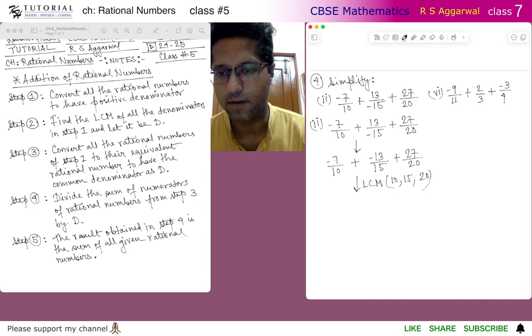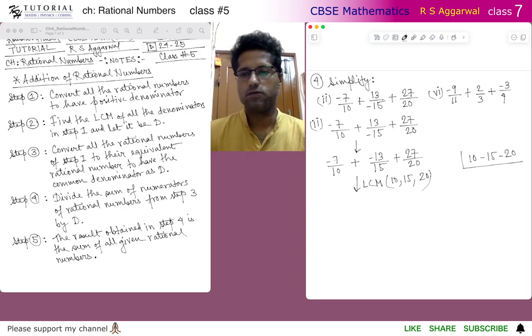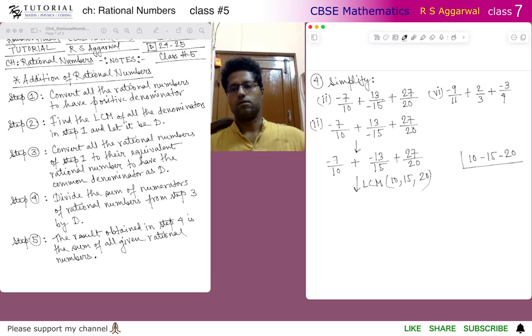Let me quickly find the LCM of 10, 15 and 20. You can also see how it is done. So first you write the natural numbers of whose LCM you have to find, separated by some symbol. I've used hyphen.